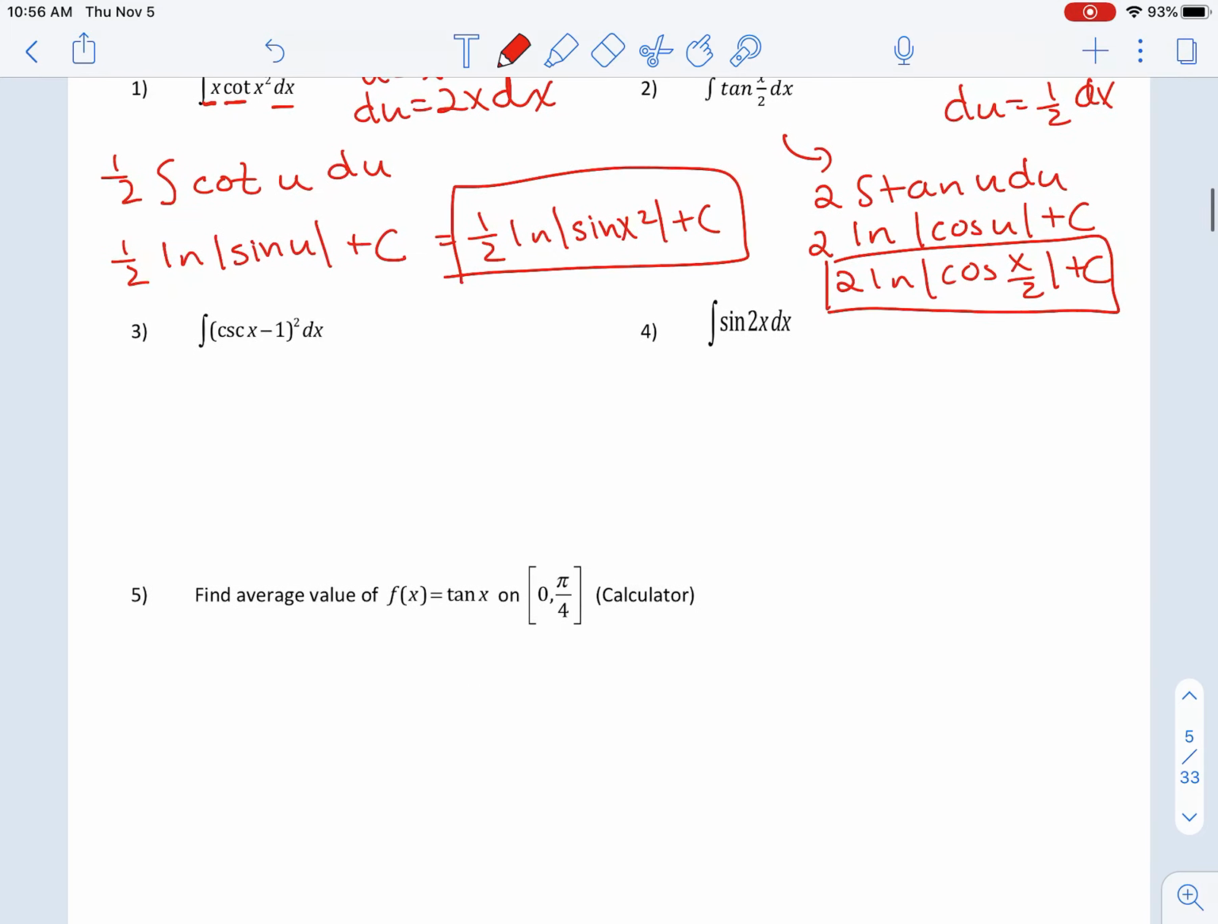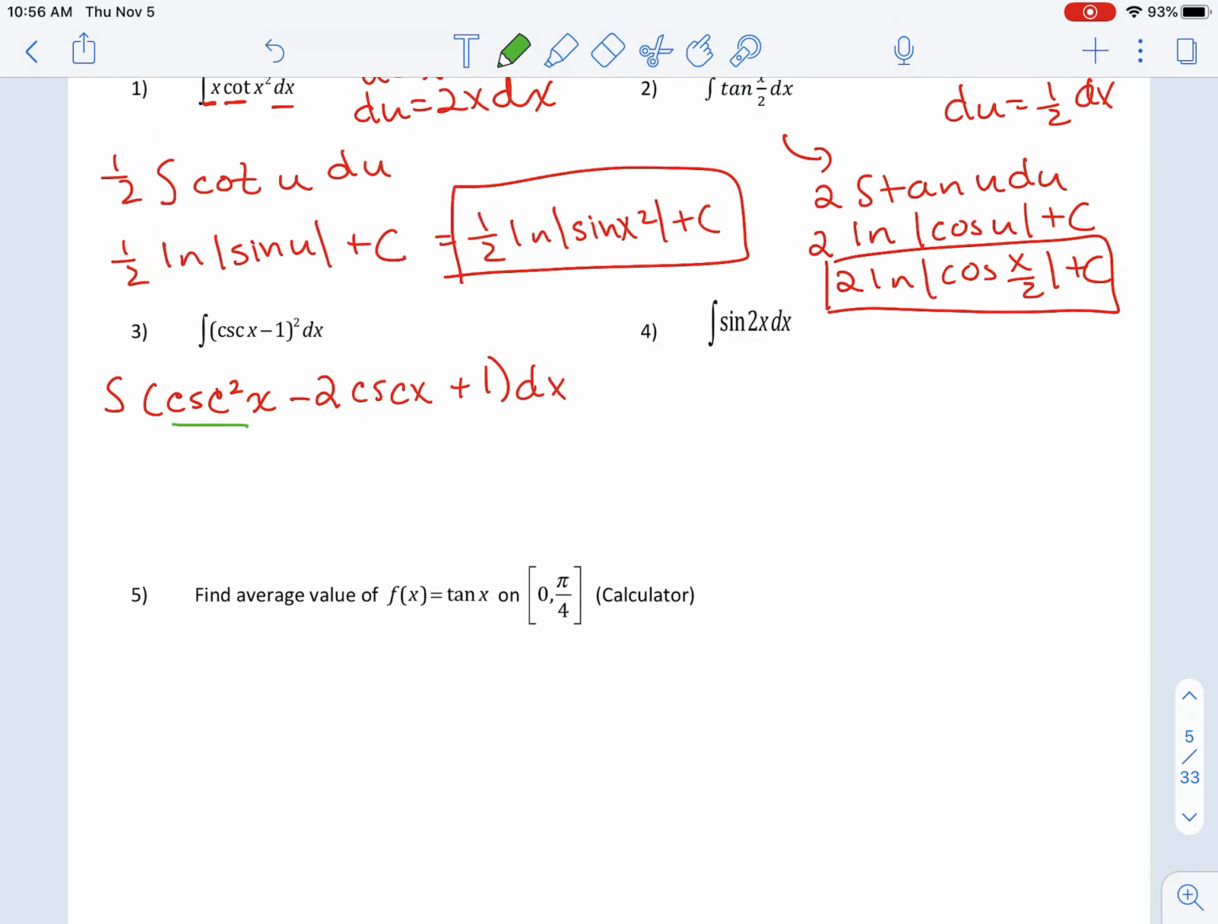Okay, number 3, there is no antiderivative for all of this squared. So what we need to do here is simplify this a little bit. So I'm going to go ahead and multiply this out. If you multiply this out, you're going to get cosecant squared minus 2 cosecant x plus 1. Now let's look at each of the pieces and see what we have an antiderivative for.